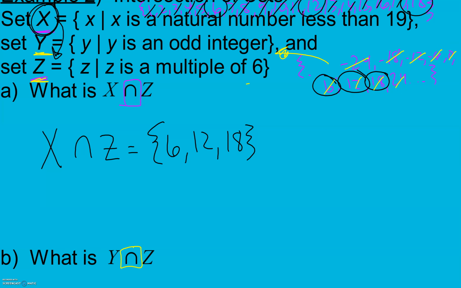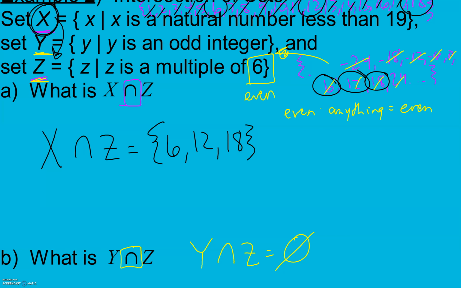No, every multiple of 6 is going to be even, because if we take an even number times anything, we always get an even number every single time. So if I start off with an even number and I multiply it by anything, we end up with an even number. So here, I'm not going to have anything that's in both. So my intersection of Y and Z is an empty set, a null set, no solution. You can also mark this with just empty brackets.